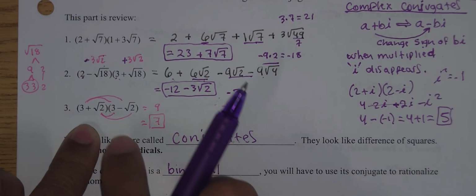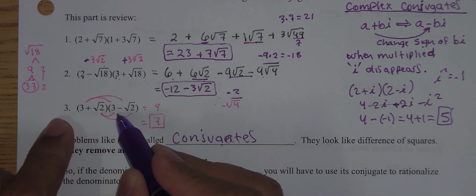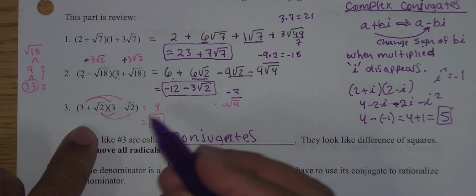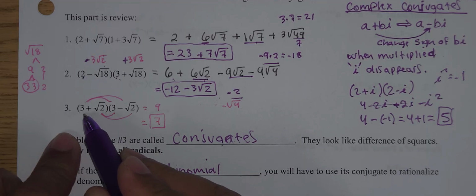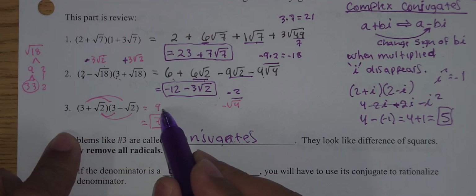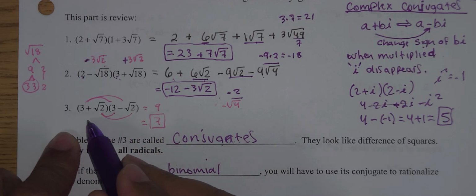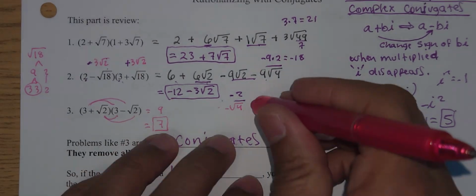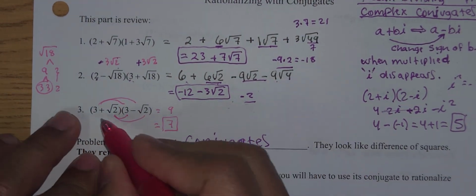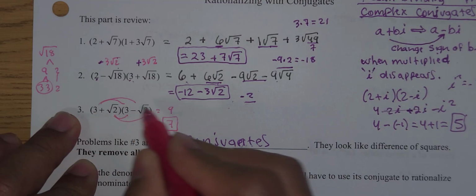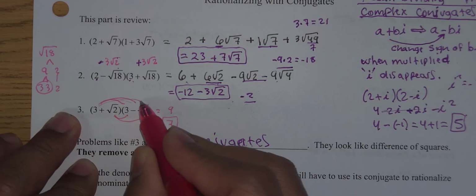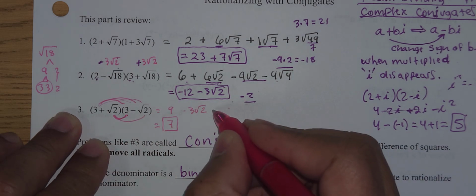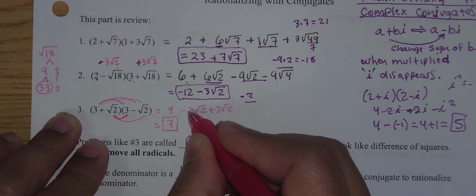And last example. Notice, these are conjugates. This is plus and this is minus. Instead of bi, you have a radical, but it's the same idea. So let me write this down so you can see it. When I multiply 3 times 3, that gives me 9. And then 3 times negative square root of 2, that's negative 3 square root of 2. And square root of 2 times 3, that's positive 3 square root of 2. So as you can see, those cancel.